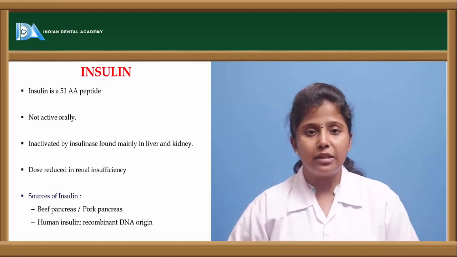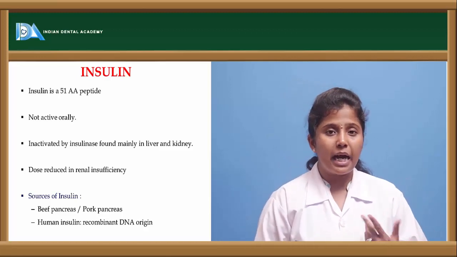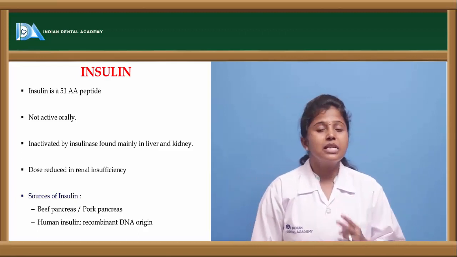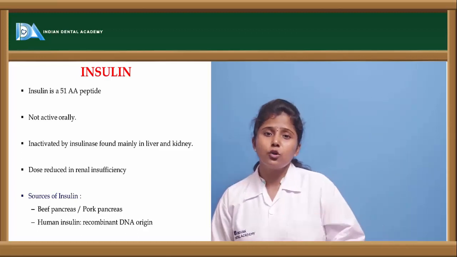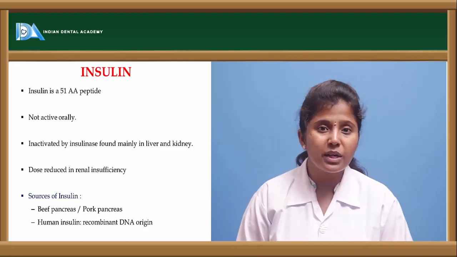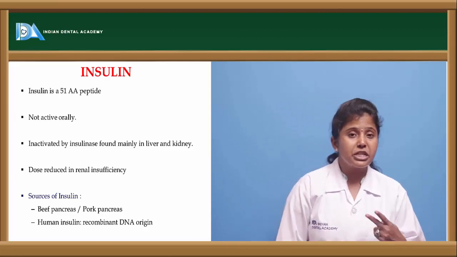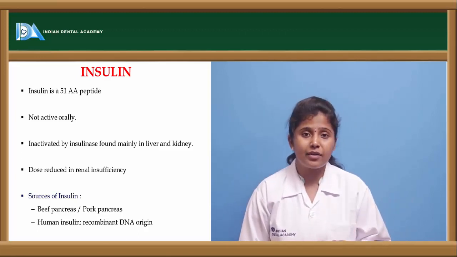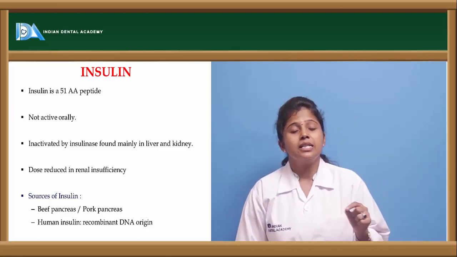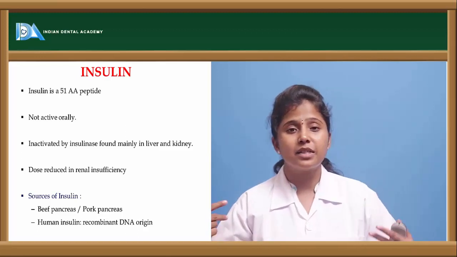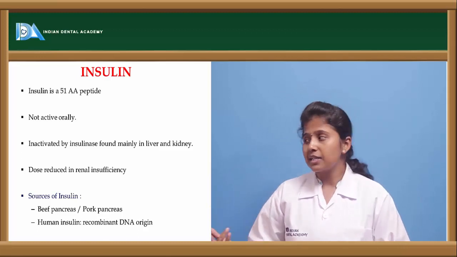Now let us see what insulin is. Insulin is a peptide hormone containing 51 amino acids. These 51 amino acids are present in two chains, one chain containing 21 amino acids and the other chain containing 30 amino acids. These two chains are bound by a disulfide bond, through sulfur atoms.